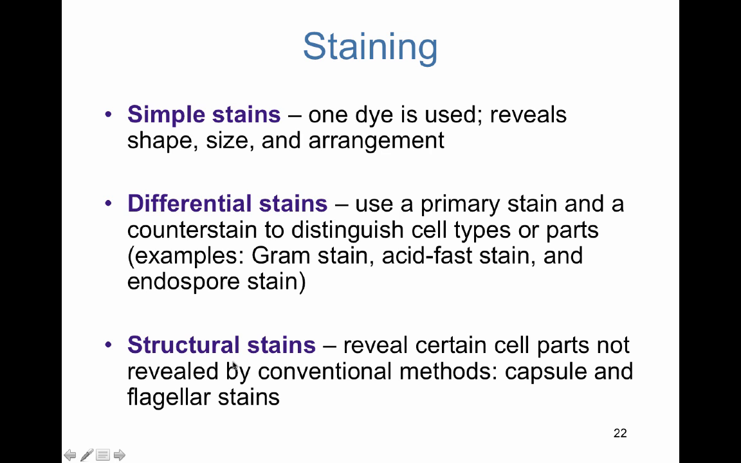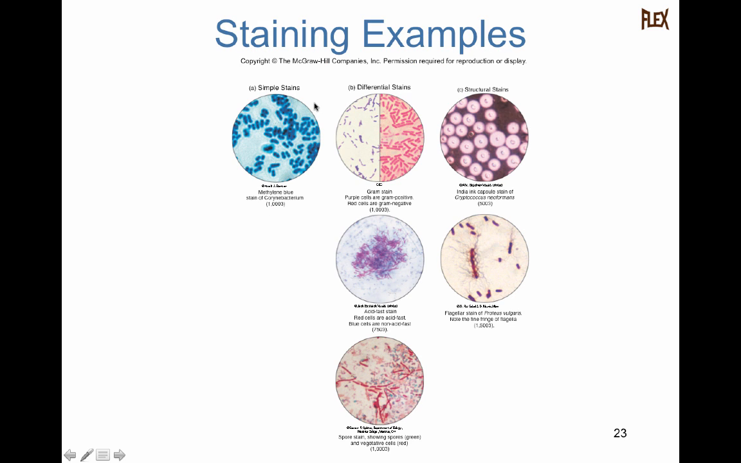There are also structural stains, which will reveal certain parts of the cell. You can stain for a capsule, or you can stain for a flagella. This is basically an extracellular appendage, exterior to the cell wall, that allows for movement. A capsule is basically an outer layer that provides protection and is also a virulence factor for attachment, and we'll talk about that in a few slides. So here are some examples. You should for sure be able to identify what these are without having the labels up here.